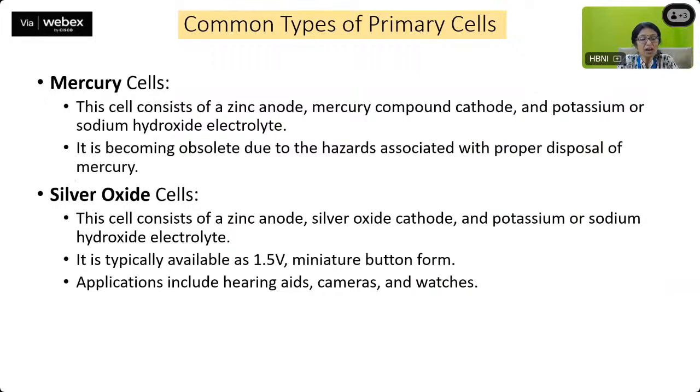Then another cell is the silver oxide cell, still very much available in the market. This cell consists of a zinc anode, a silver oxide cathode, and potassium or sodium hydroxide electrolyte. It is typically available as 1.5 volt miniature button cells. Applications are mostly in hearing aids, cameras and watches. So the smaller miniature button form cells we use are mostly silver oxide cells.